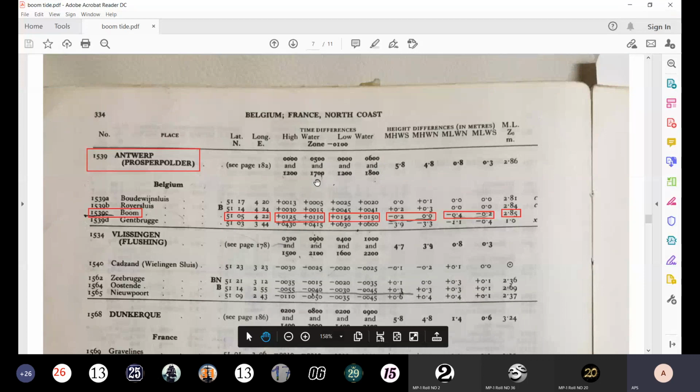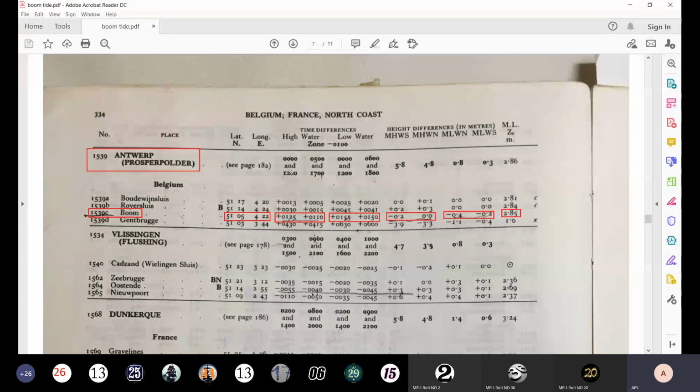These first two columns under time differences are to be applied to high water time only, because this is time correction. So if the high water time was exactly 0000 hours written for Antwerp, then the correction becomes plus 1 hour 25 minutes for Boom. And if the time was exactly 1200 hours at Antwerp for high water, remember this is for high water, then the correction becomes 1 hour 25 minutes. Similarly, if the time was exactly 5 o'clock, correction is 1 hour 10. If the time was exactly 1700, correction is 1 hour 10.